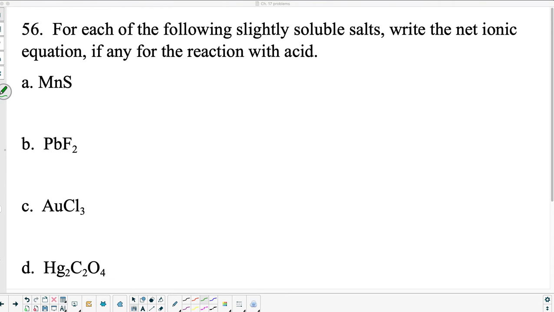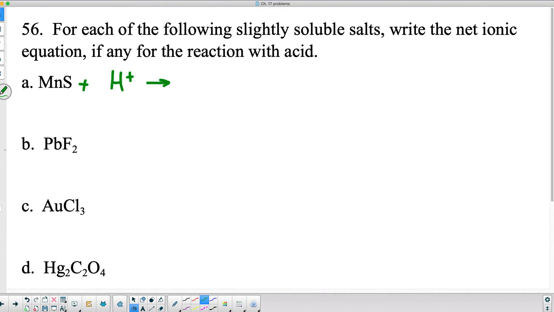This is the last one. This is number 56 for Chapter 17 problems. It says for each of the following slightly soluble salts, write the net ionic equation if any reaction with acid. So with acid, that means I can literally do this. I'm going to add acid to each one of these like this.